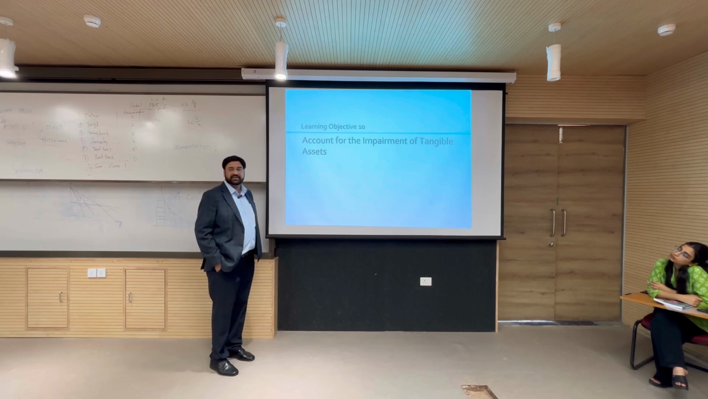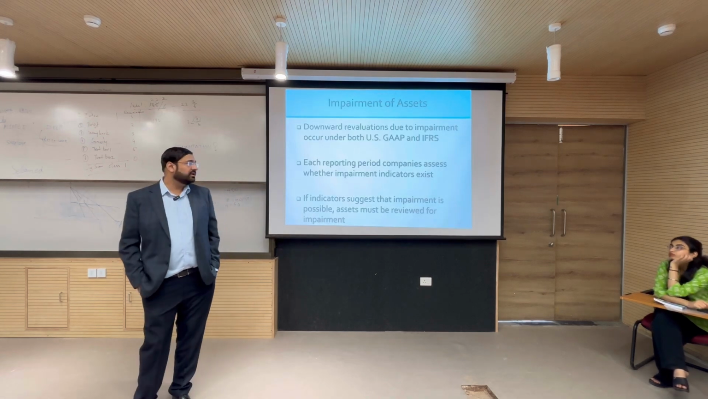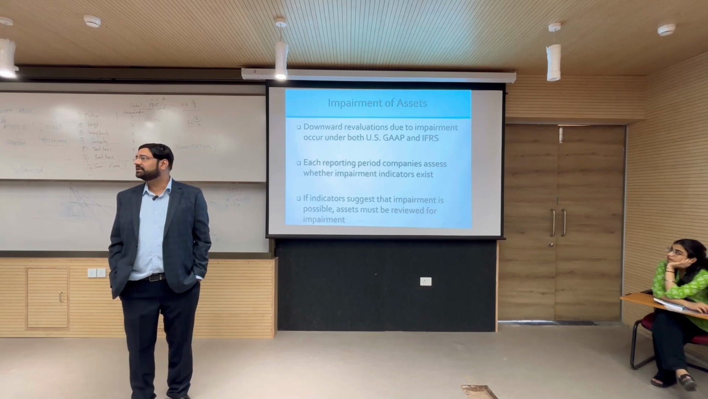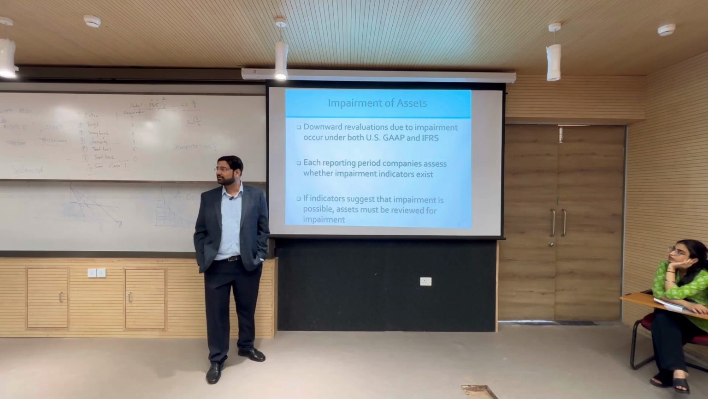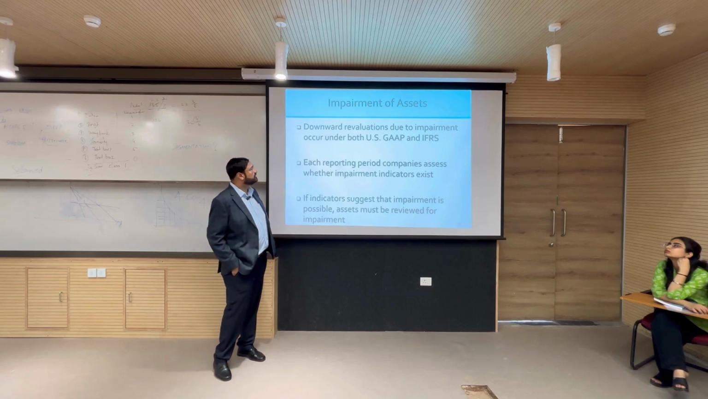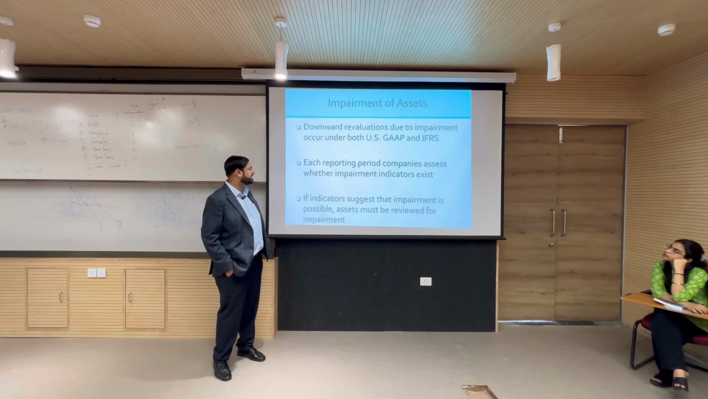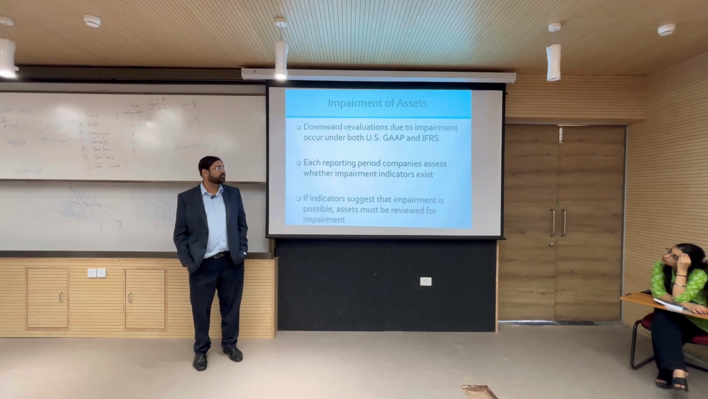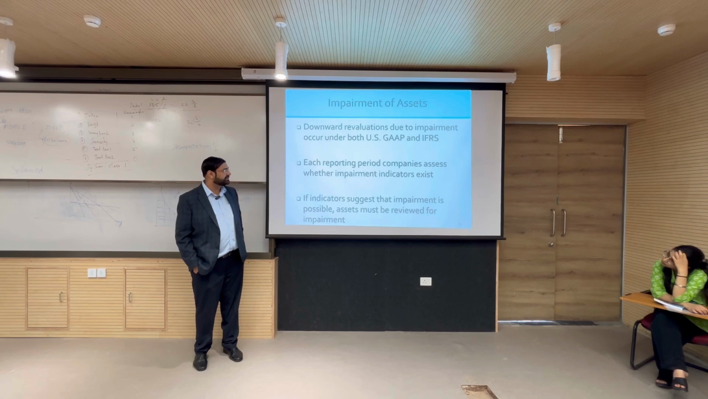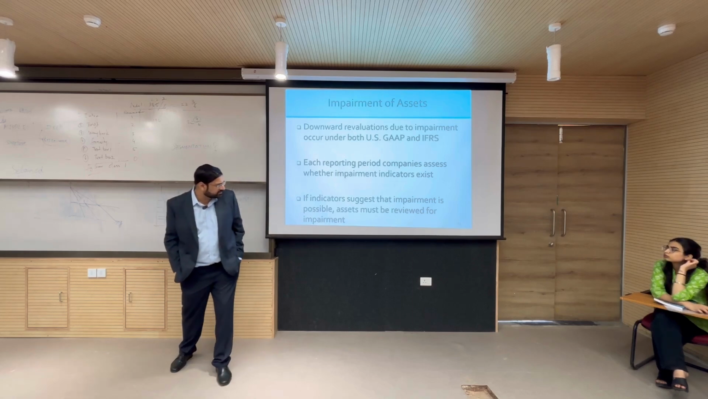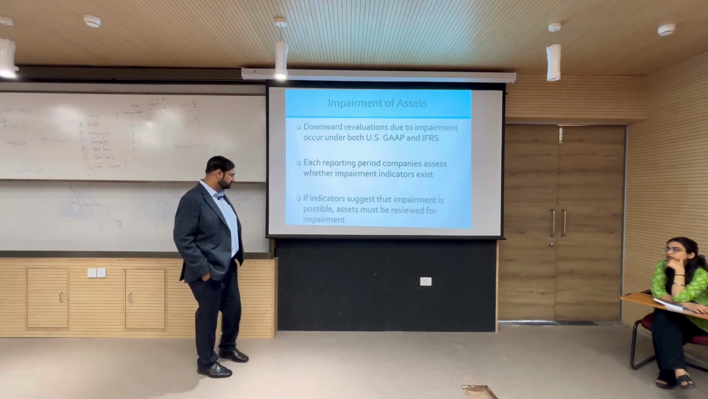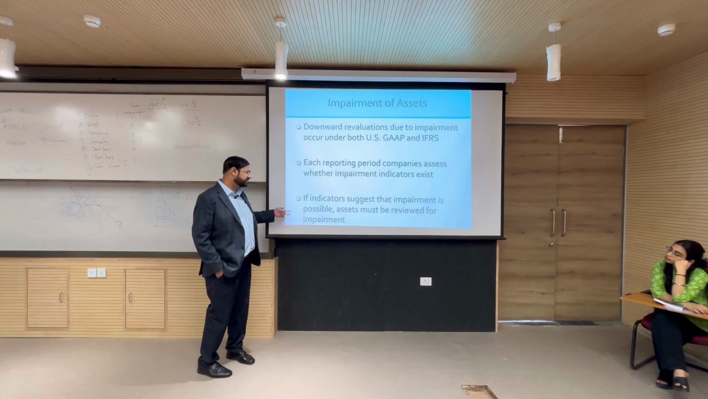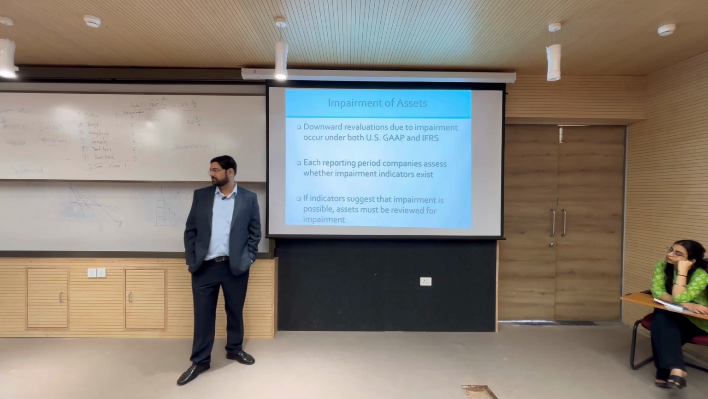Impairment of tangible assets, right. Next. So, impairment means downward revision in the value of an asset. Impairment means loss or fall in the value of an asset, or downward revaluation. Impairment occurs under both US GAAP and IFRS, and each reporting period companies assess whether impairment indicators exist, and if indicators suggest that impairment is possible, assets must be reviewed for impairment. Next.